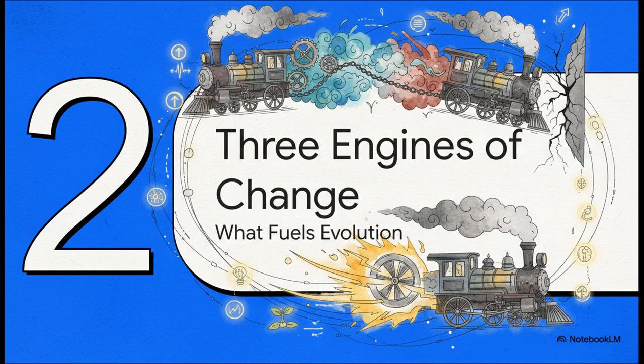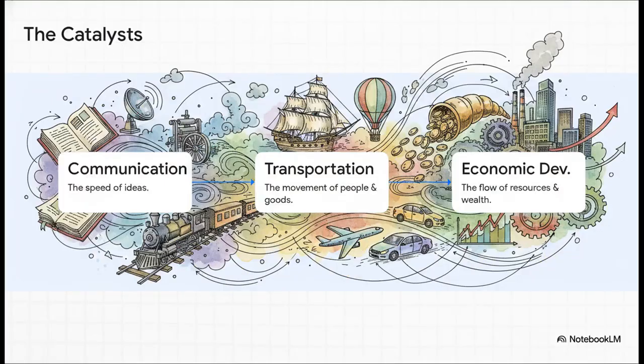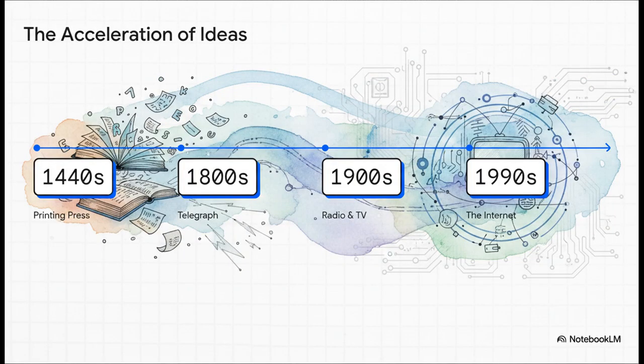So if conflict and cooperation are the push and the pull, what's the gas in the tank? What actually makes the whole system lurch forward? Well, that brings us to the three powerful engines that fuel societal change. These are the real catalysts. It's all about how we share ideas, how we move people and stuff around, and how we build our economies. Whenever one of these engines gets a major upgrade, society transforms, sometimes overnight. I mean, just look at this timeline. You can literally see the world shrinking.